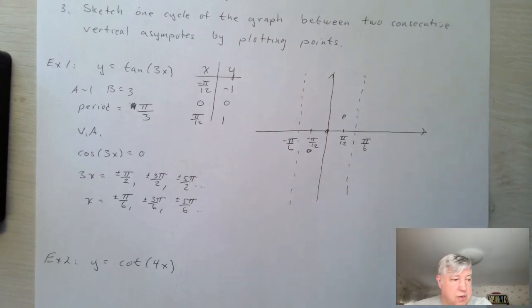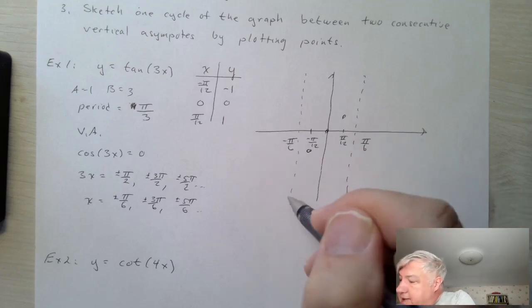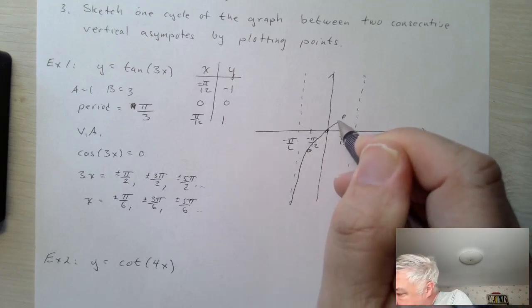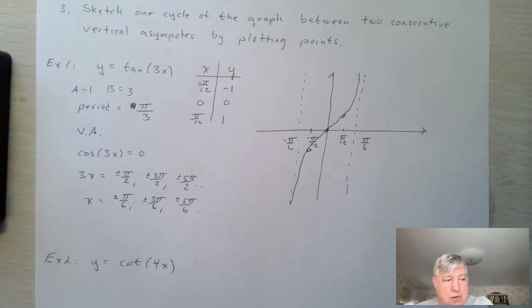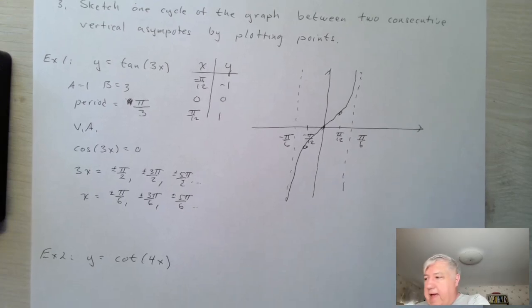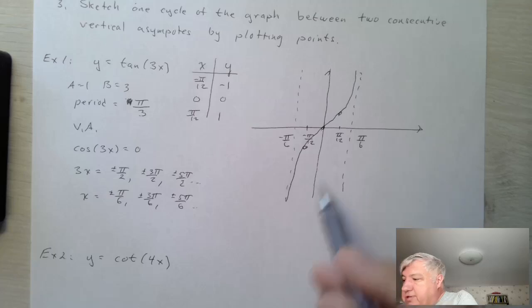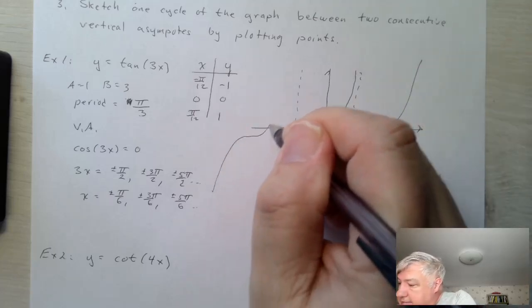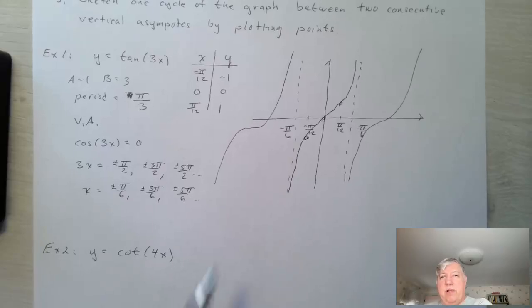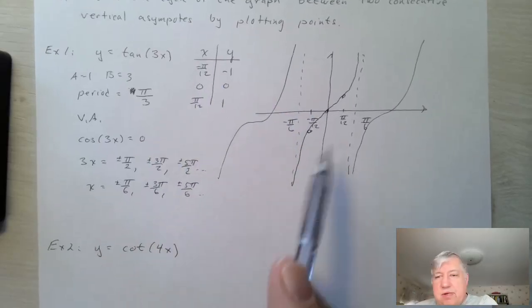Okay. So the graph is going to be looking like this. All right, so it looks like that, and then of course the graph repeats, like so. Okay, I did a terrible job on this last part, but okay.